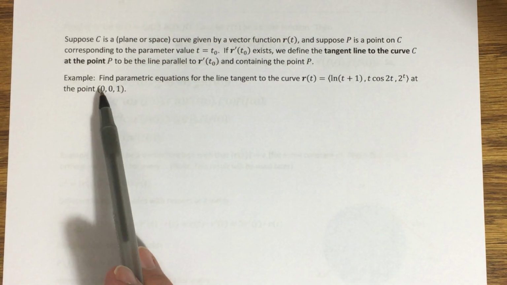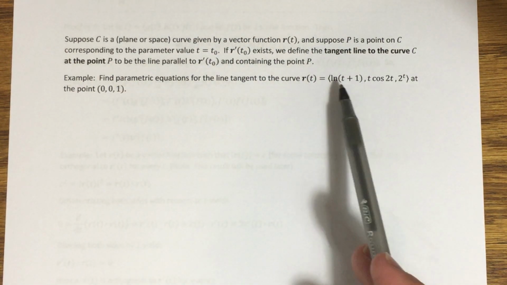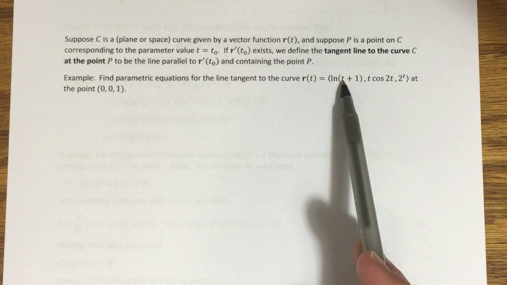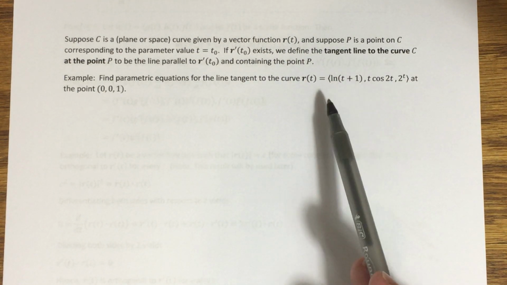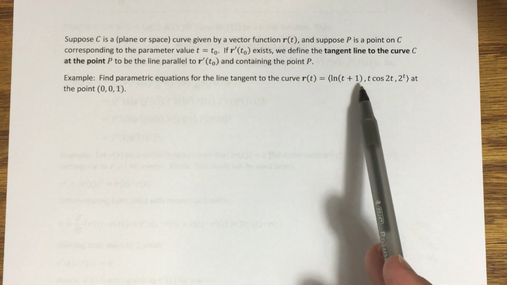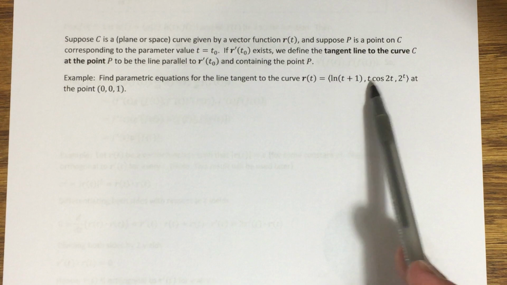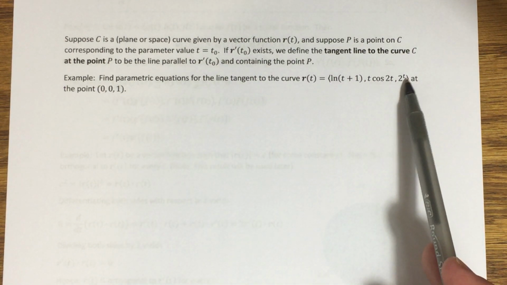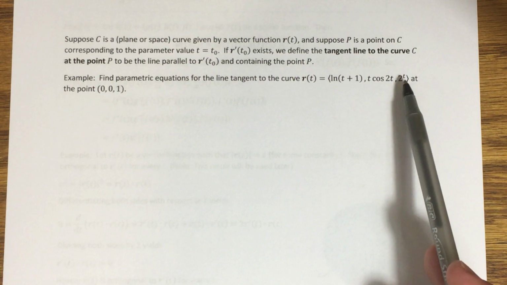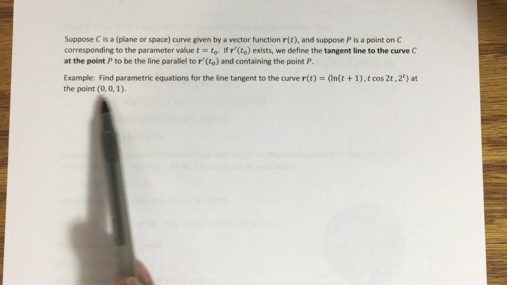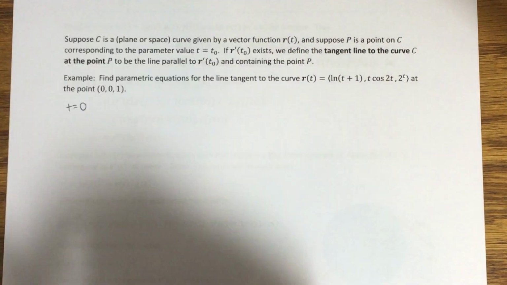So again, notice my first component here is 0. I know that the natural log of 1 is 0, which would imply that t is equal to 0, in this case 0 plus 1. So it seems like t should be 0. Let's confirm that with the other 2 components. If t is equal to 0 here, I have 0 times, well, it doesn't matter because this will come out to 0. If I plug a 0 into 2 to the t power here, that would be a 1. So it seems like t equals 0 would give us this point. Okay, let's write that down, t equals 0.